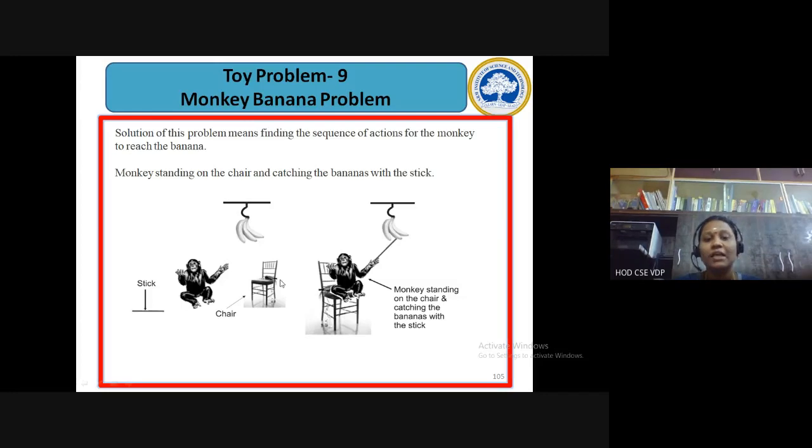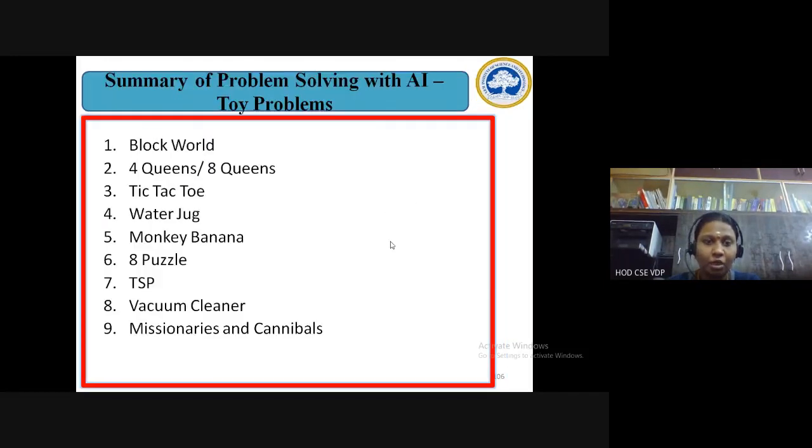So what is the final solution? The monkey uses the chair to sit, and then using the stick, it takes the bananas. This is how you frame the problem. Again, we call these action rules. That's it. So using action rules, how the goal state is reached, right? This is all about the monkey banana problem.